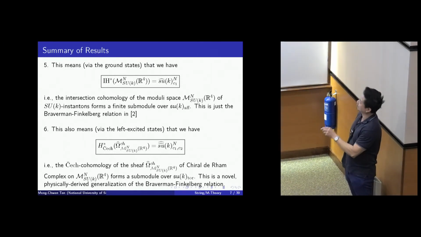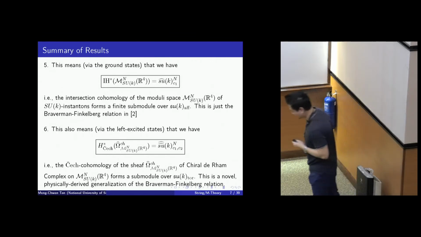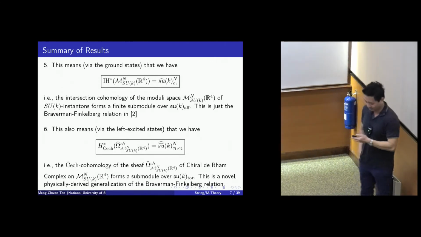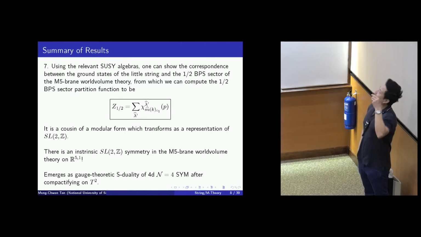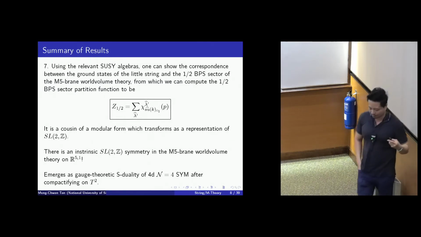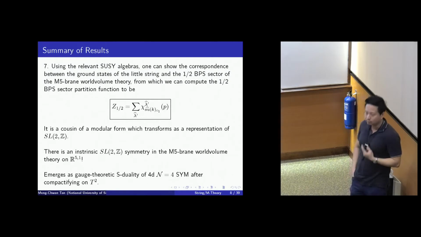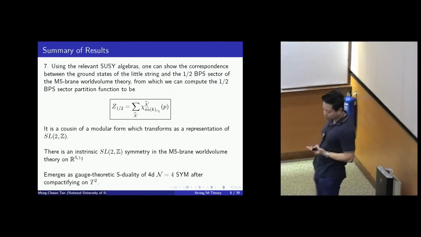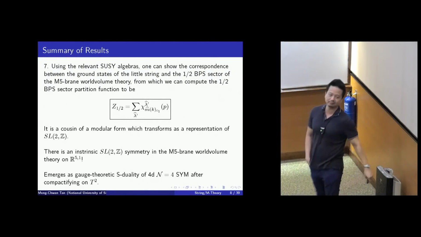So this is a novel relation. So we have some offshoot for mathematicians to think about also. That's the nice thing about this result. And then of course we want to apply what we have understood about the little strings and the spectrum of little strings to the M5-brane.